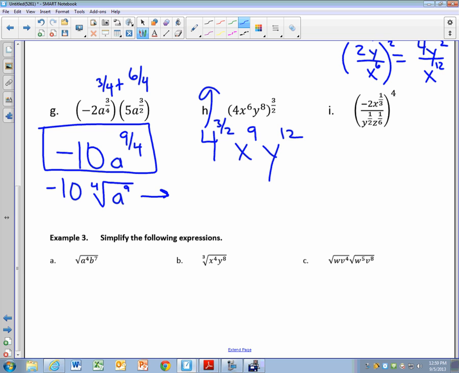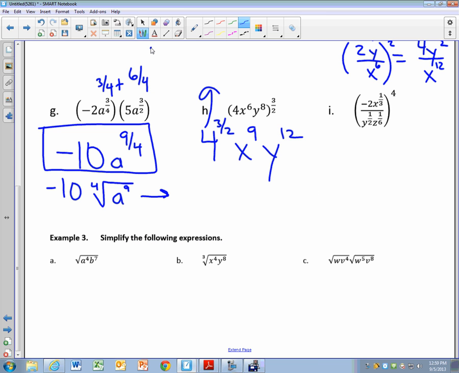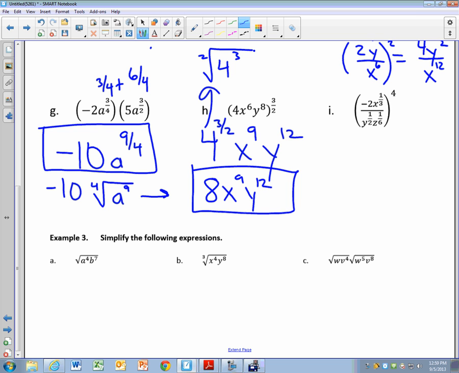4 to the 3 halves can be rewritten in radical form so that you maybe understand it better. Yeah, you could go to your calculator and type 4 to the parentheses 3 divided by 2. I mean, you could do that. Or you can think of it in radical form. This is 4 to the third, and I take the square root of it. What's 4 to the third? 64, and the square root of 64? 8. So 8, x to the ninth, y to the 12th. That's the correct answer.